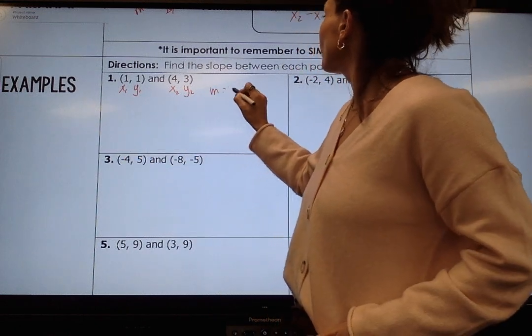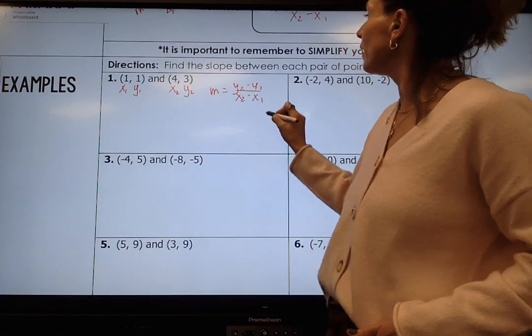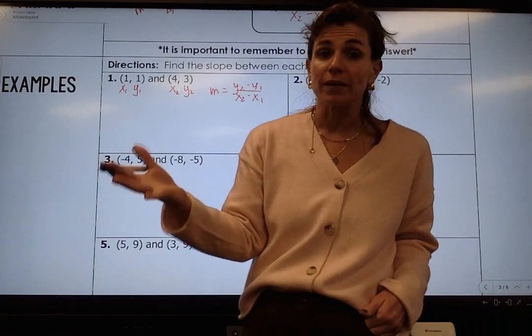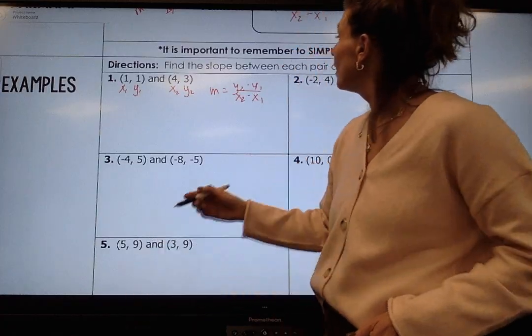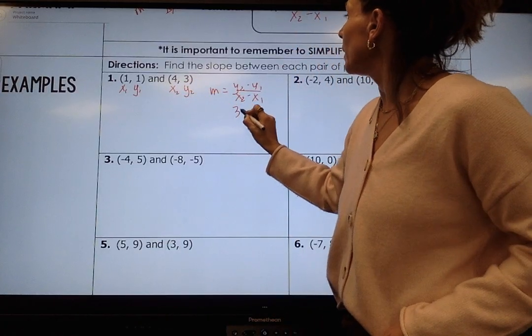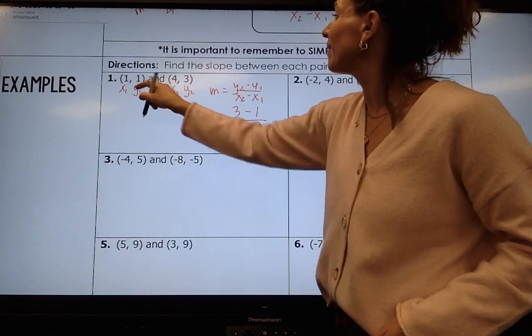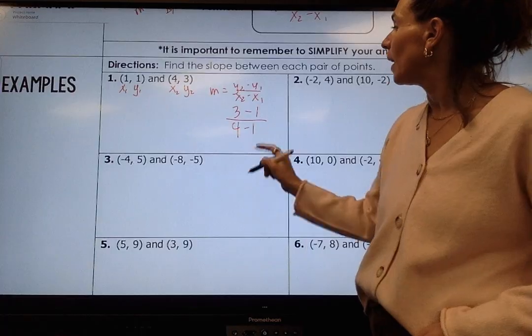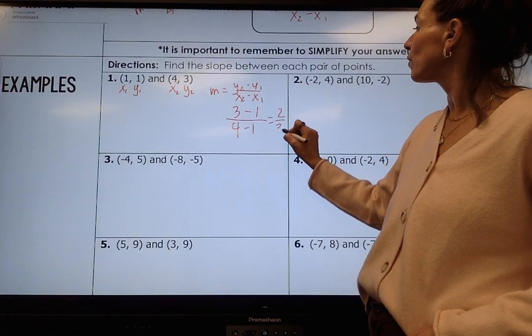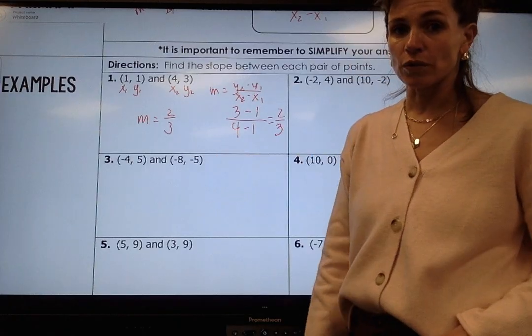I know my formula is y2 minus y1 over x2 minus x1. And the most important rule in algebra, put parentheses around whatever it is you evaluate. So y2 is 3 minus 1 over 4 minus 1. And when I simplify, I get 2/3. So my slope is 2/3.